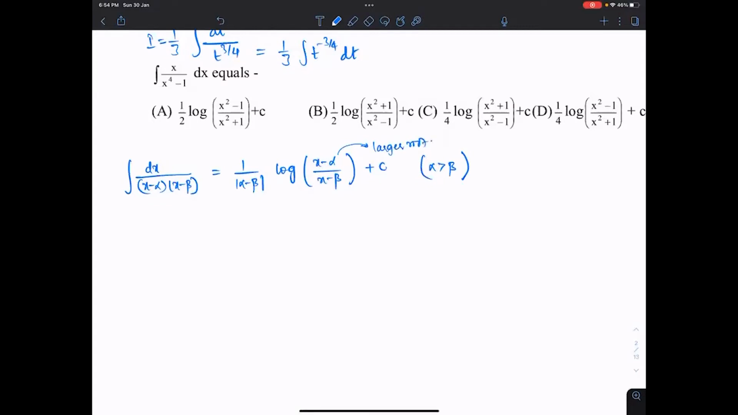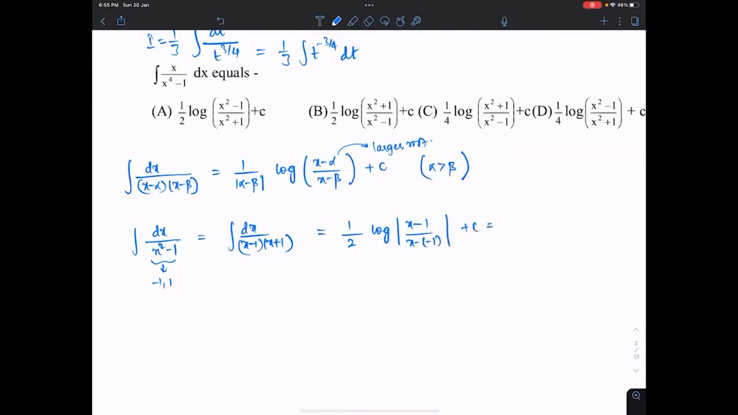Let us take one simple example. Integral dx by x square minus 1 is there. Now this is simply dx by x minus 1 into x plus 1. So denominator has two roots. Already you can identify it. The two roots are minus 1 and 1. So the answer will be 1 by difference between the roots. That is 2, positive difference. Log of mod will be there. Now x minus the larger root. What is the larger root? 1. What is the smaller root? Minus 1. So the answer is 1 by 2 times log of mod x minus 1 by x plus 1. This is the standard formula which you learn.